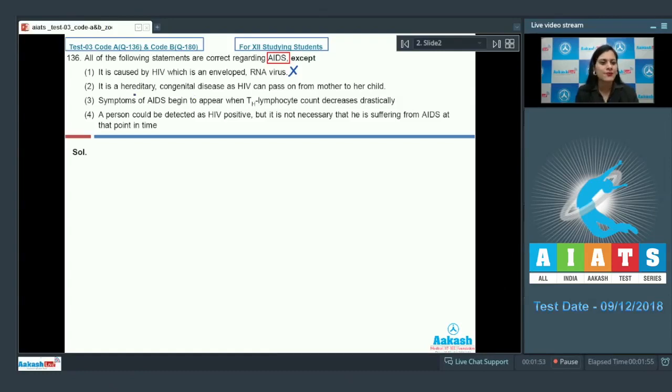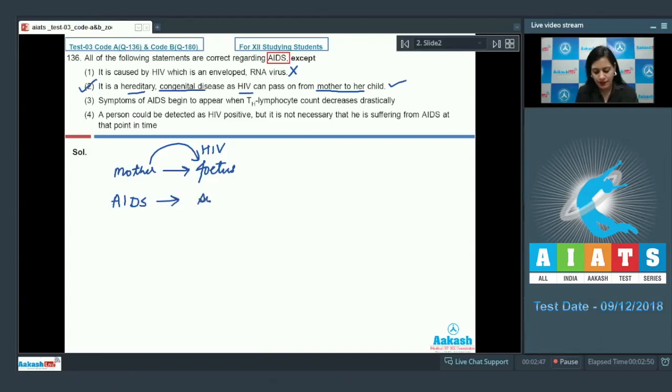The second option given is, it's a hereditary congenital disease as HIV can pass on from mother to her child. And as it's an incorrect statement, so this is a correct answer because this virus, HIV, can pass from mother to fetus, but the symptoms for AIDS appear later. So AIDS is not a congenital disease as it is not present since birth.